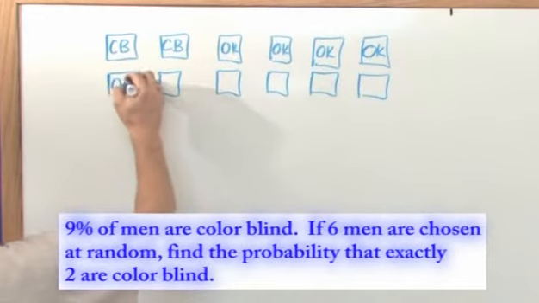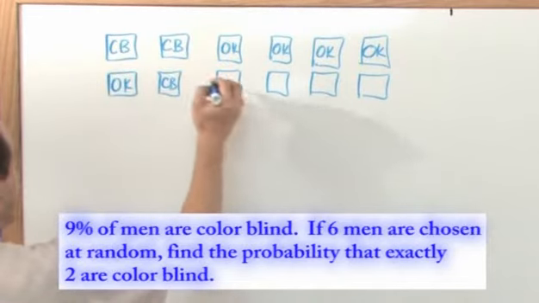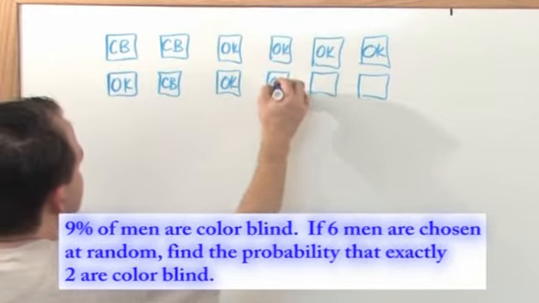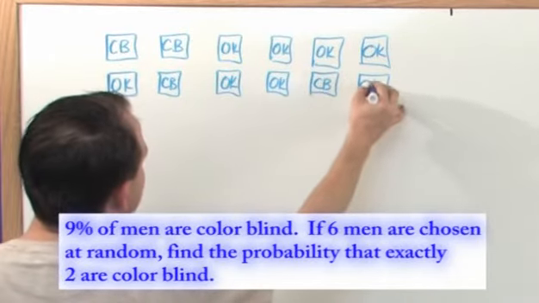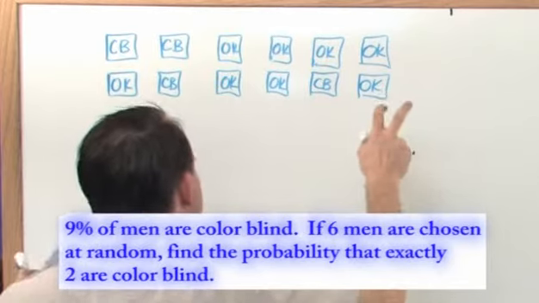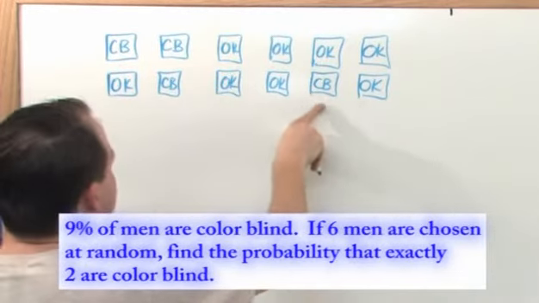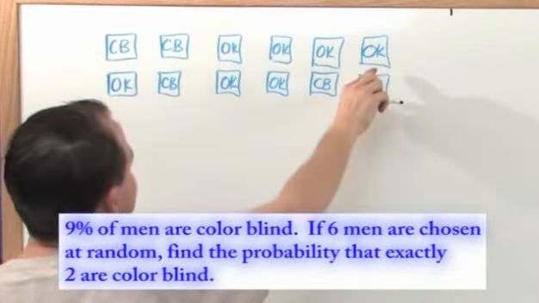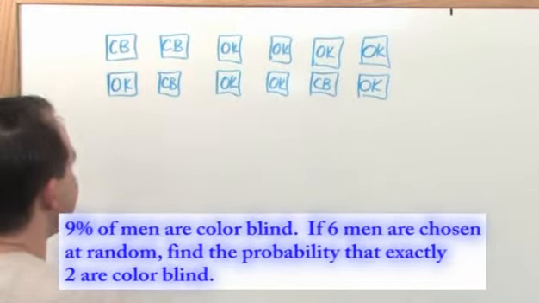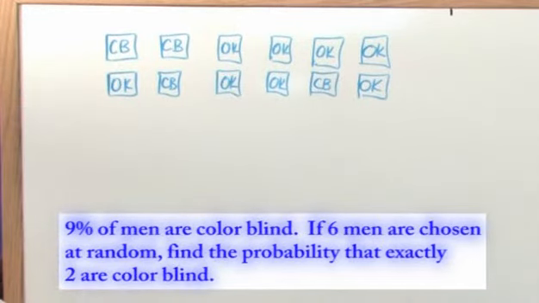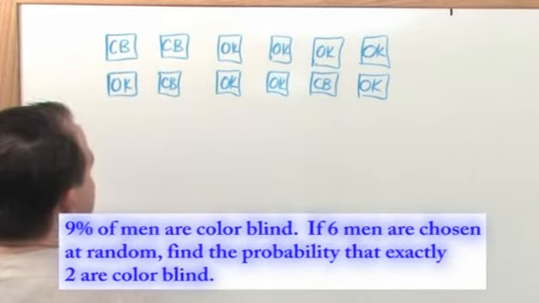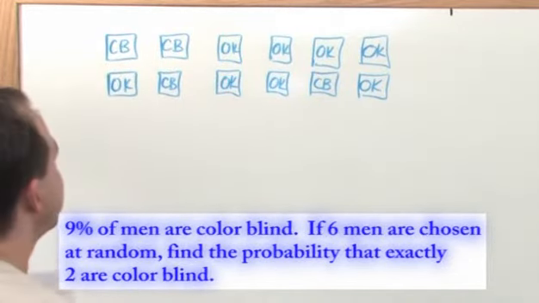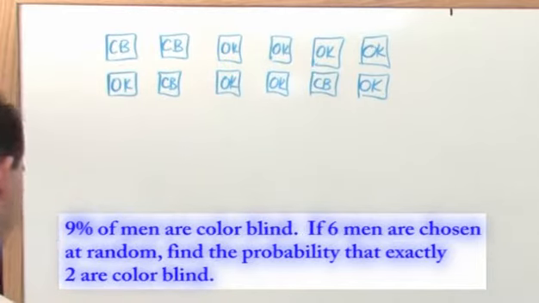The first one I could choose would be okay, and this one could be colorblind, and then this one could be okay, and this one could be okay, and this one could be colorblind, and this one could be okay. This would still be a quote-unquote success because I still have 2 colorblind people in the group of 6. So I'm just reminding you that yes, there are 2 colorblind people out of 6, but there are multiple different ways to arrange those 6 people to get what you're looking for. So we're going to have the probability of being colorblind involved, and the number of combinations of how you can arrange these colorblind people as part of it, okay?